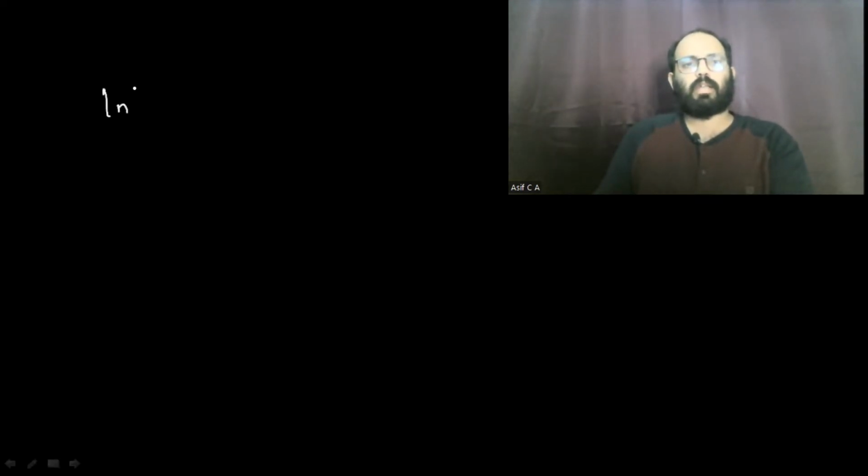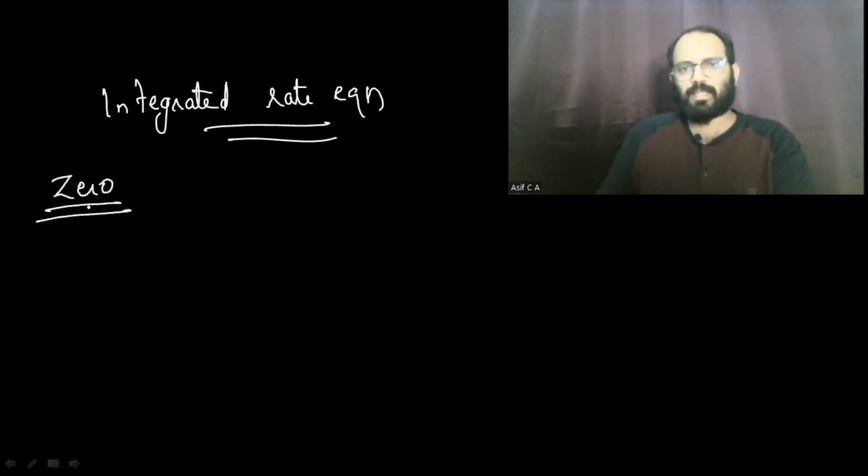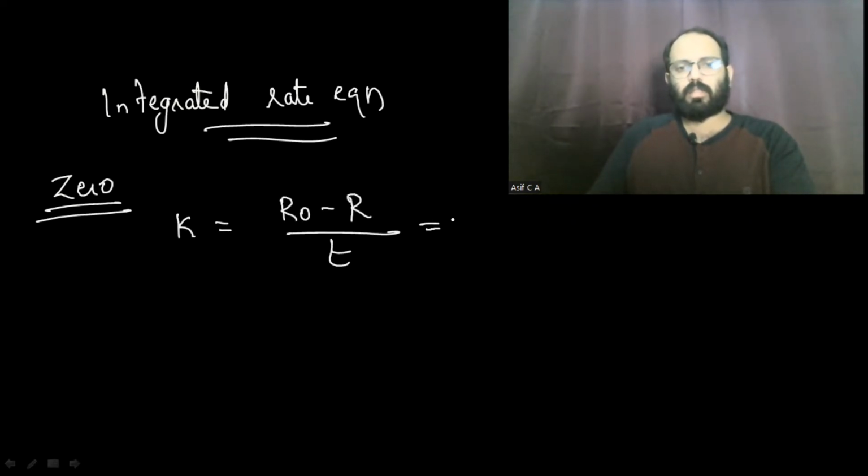Then the integrated rate equation. If you go with the integrated rate equation, first let us look at zero order. We will look at zero order, first order, and second order. First, for zero order, the equation is k is equal to r naught minus r by t, that is equal to x by t. What is x?